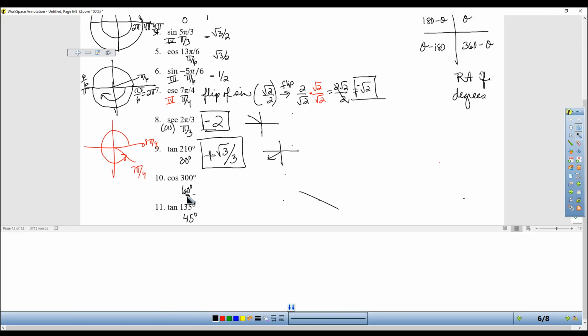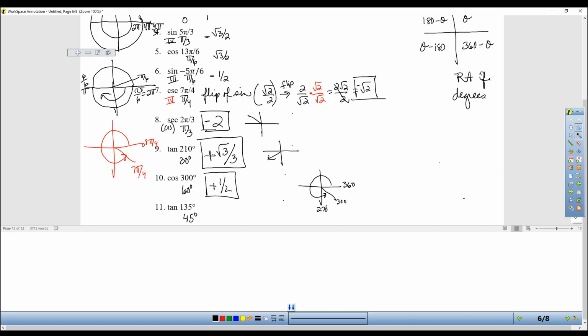Cosine of 60, we've already found the reference angle. So cosine of 60, 60 is on your chart as pi thirds, and the answer is 1/2. Where is 300? 300 is way over here because this is 270 and this is 360. So 300 is in quadrant 4, and cosine is positive in quadrant 4.